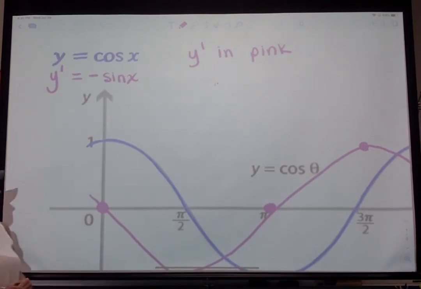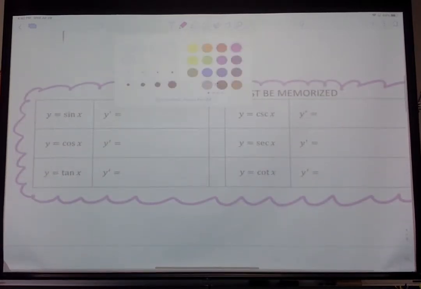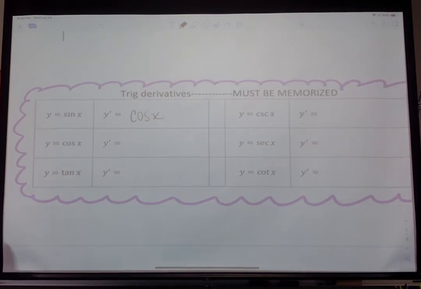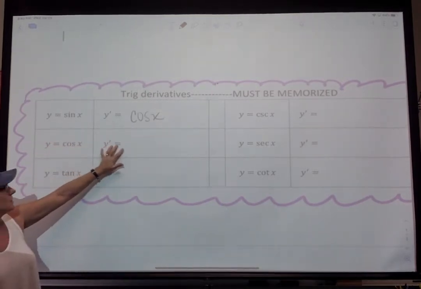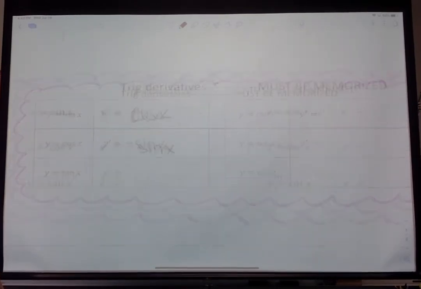That was a little bit cool. Okay, so now you've got some derivatives that you can start filling in on your table. The derivative of sine x is cosine of x. The derivative of cosine of x is negative sine of x.